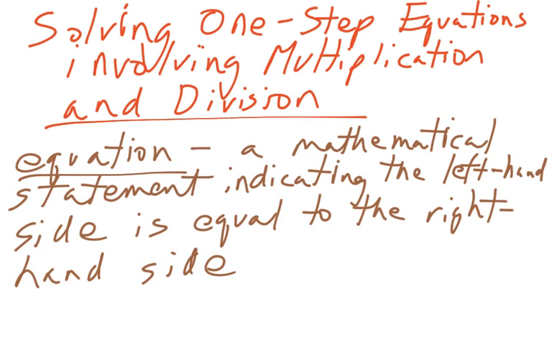Hello everybody. Today we're going to talk about solving one-step equations involving multiplication and division. So just to review, an equation is a mathematical statement indicating the left-hand side is equal to the right-hand side. So remember, if something's an equation, you'll always see an equal sign in it.